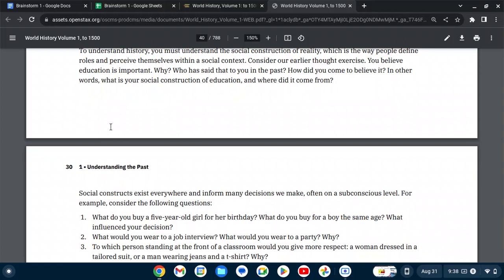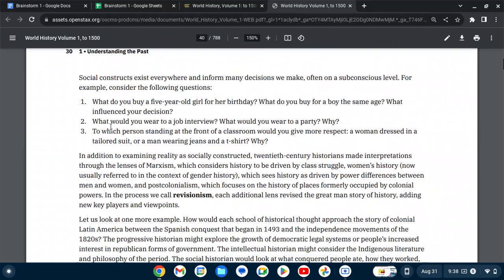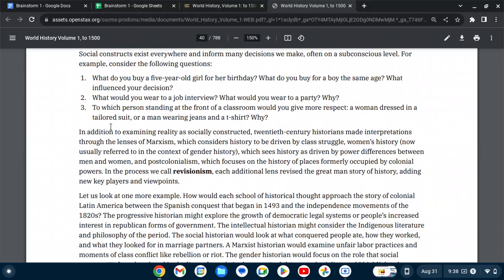Consider our earliest thought exercise. You believe education is important. Why? Who has said that to you in the past? How did you come to believe it? In other words, what is your social construction of education and where did you get it from? Social constructs exist everywhere and inform many decisions we make, often on a subconscious level.